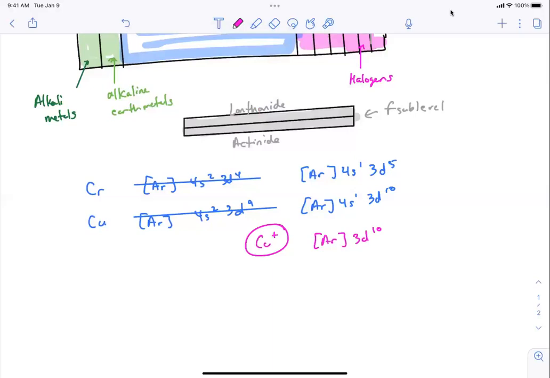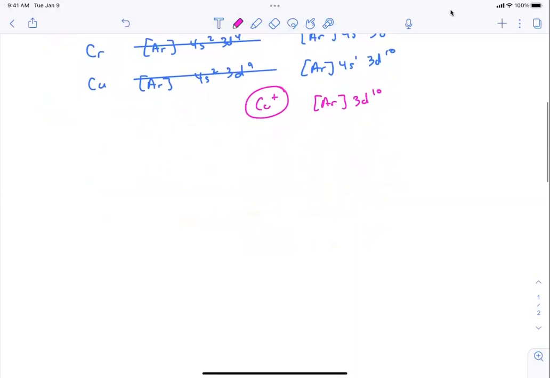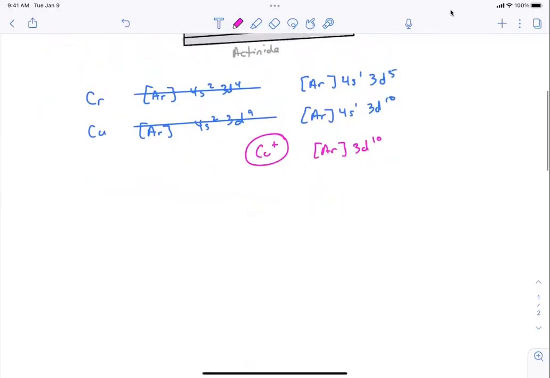Yes, it becomes 3d9. But the reason why they don't do that one is because even if a student didn't know the exception of copper, they would still end up with 3d9. Even if they thought it was this and they did Cu2+ and they knew you lose from 4s, they could still somehow get the right answer, and the IB doesn't want you to be able to do that. So that's why they usually use copper +1.